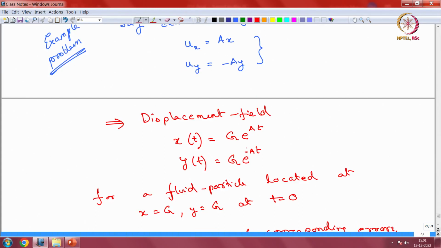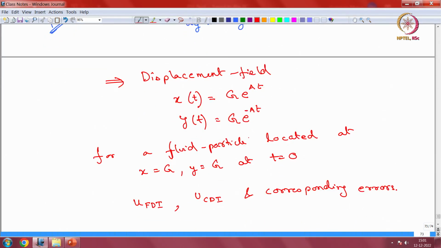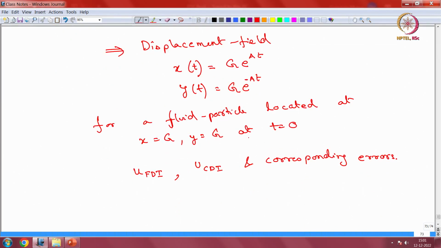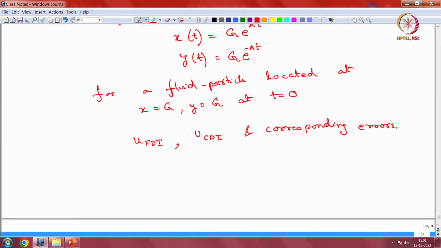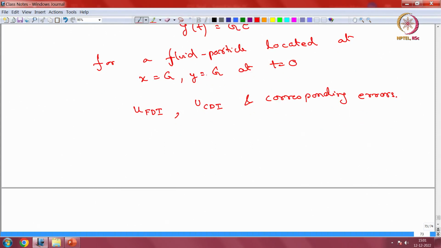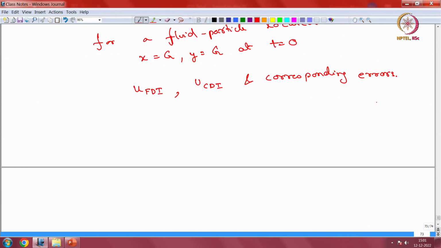Okay, so now that we have this, we want to understand how we calculate the numerical portions of the velocities in a situation like this, and also the corresponding errors. Okay, so we have already discussed. Okay, so we now are ready to discuss the solution of this.